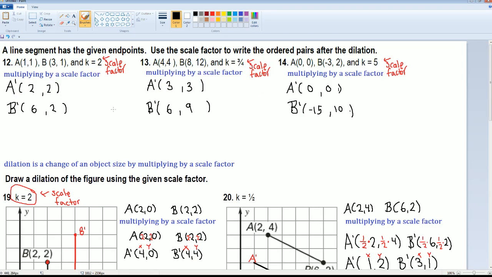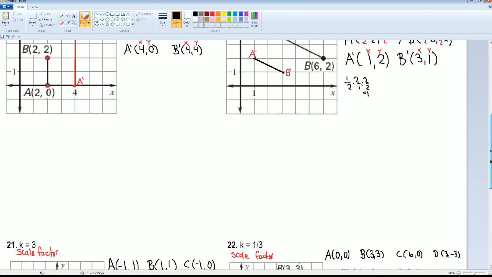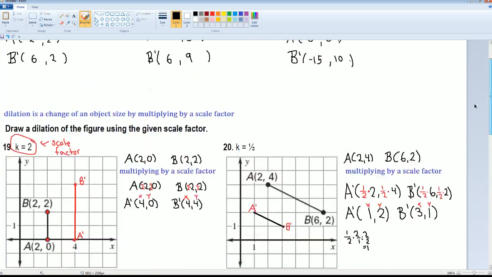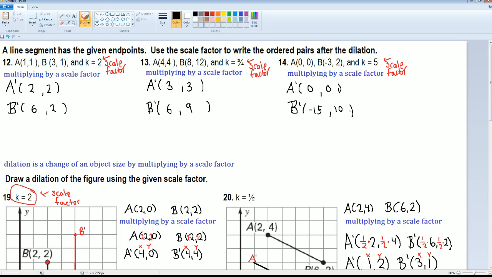This is what you need to know in terms of the quiz and the state test and the district test, this idea of how dilation affects each point. And it affects each point by having the scale factor multiply to each value of the points. Okay? So if you need to review anything, watch it over and over again. But that covers the major part of the dilation. There you go.